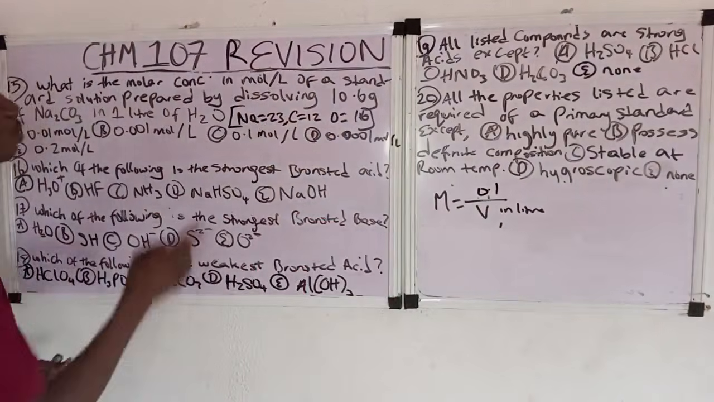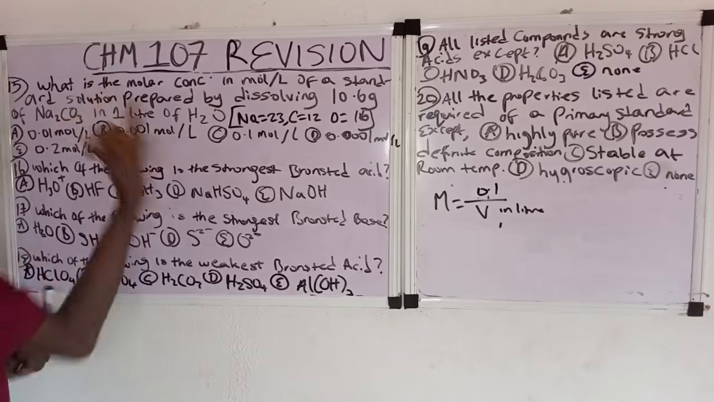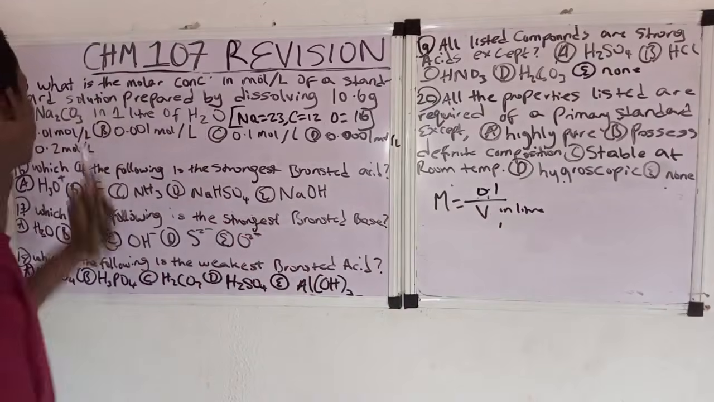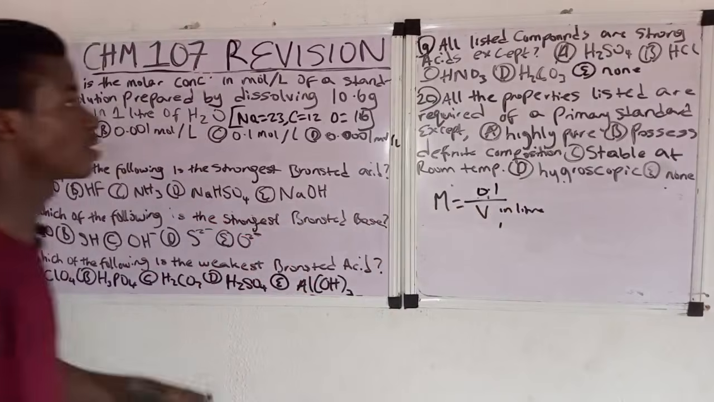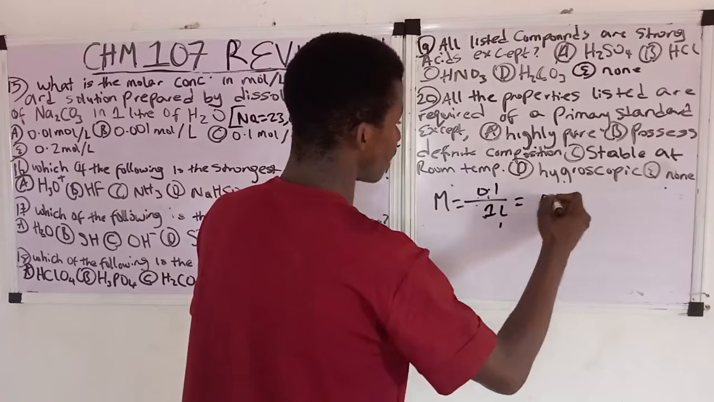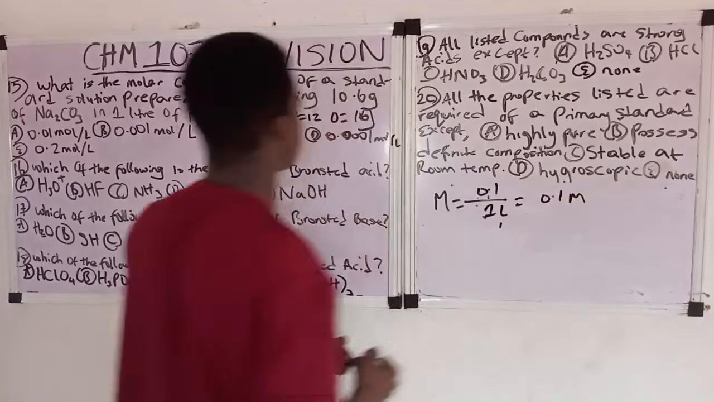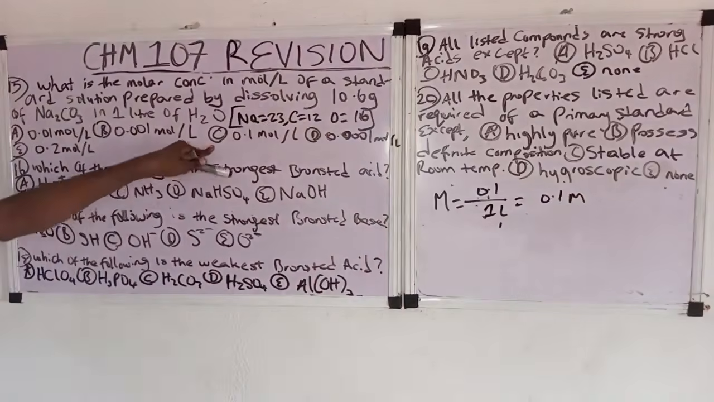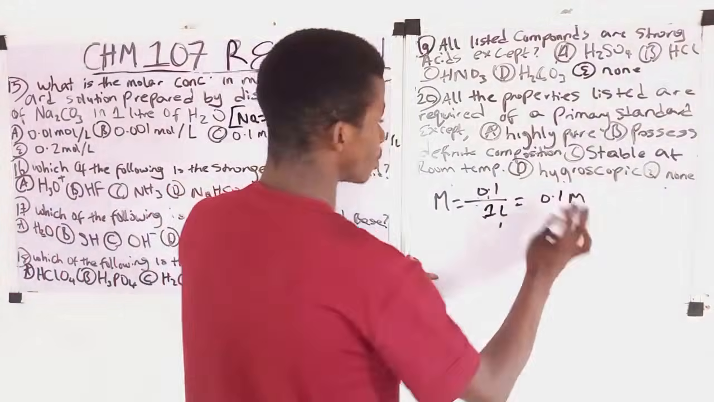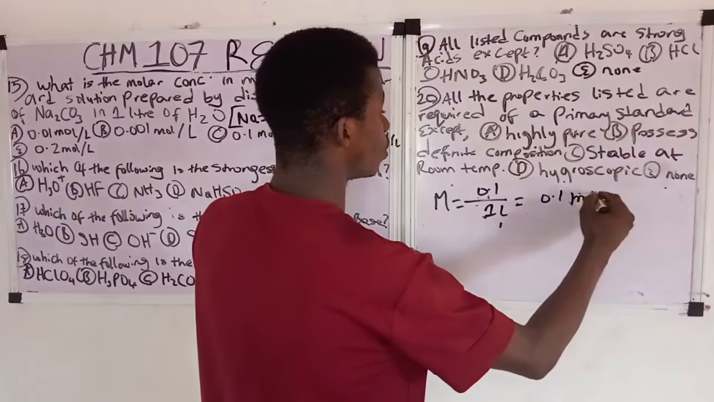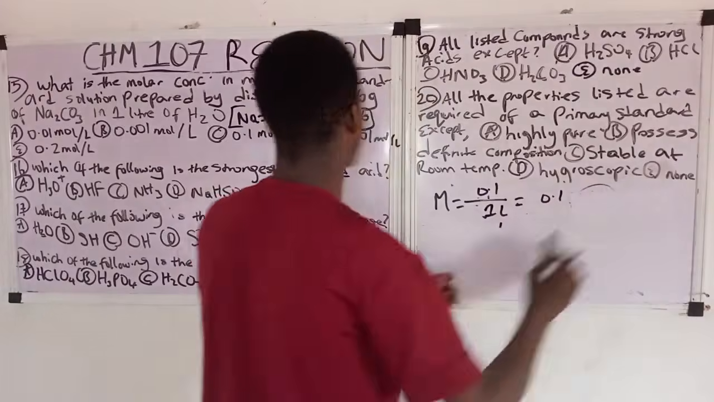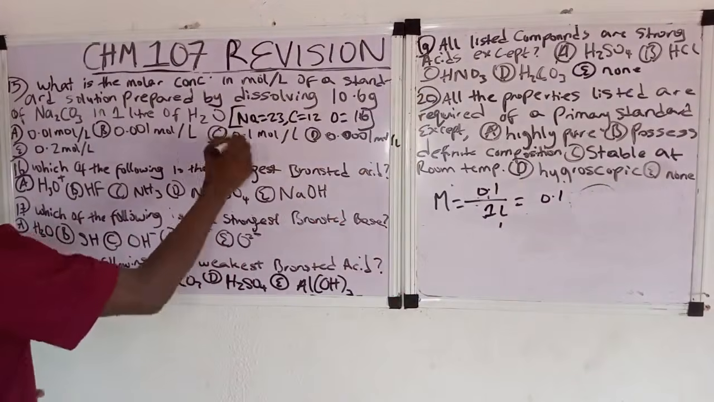Now, what about the volume? The volume of the solution, right? They said it is in 1 liter of water. So the volume is 1 liter, right? If you divide, you still have 0.1 molar concentration. So the answer is C. It can be M, a molar concentration, or mole per liter, which is the same as M. So the answer is 0.1, which is C.